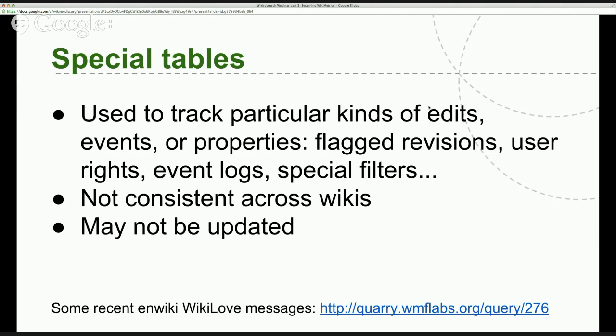So one example that we'll be working with today is the WikiLove log table. This table contains a row of data for every time anybody sends WikiLove. I don't believe that WikiLove is implemented on every wiki, so you wouldn't necessarily see that table in all of them. And there's a query at the bottom here that queries that special WikiLove log table and shows you some recent WikiLove messages that have been sent on English Wikipedia.